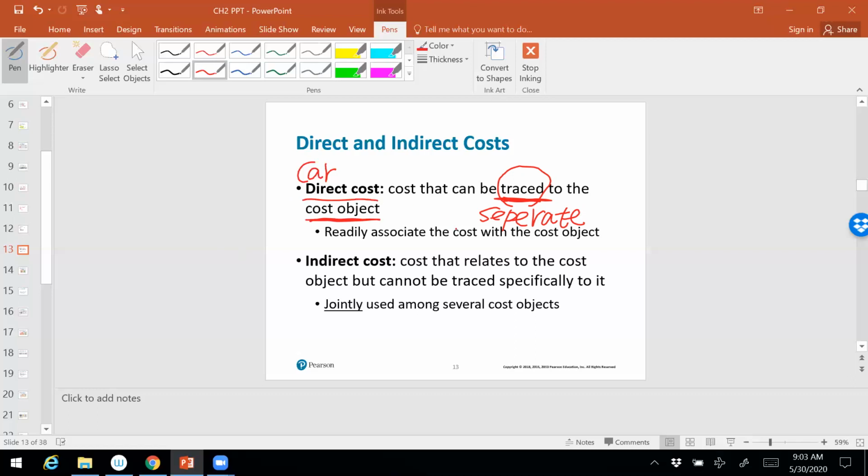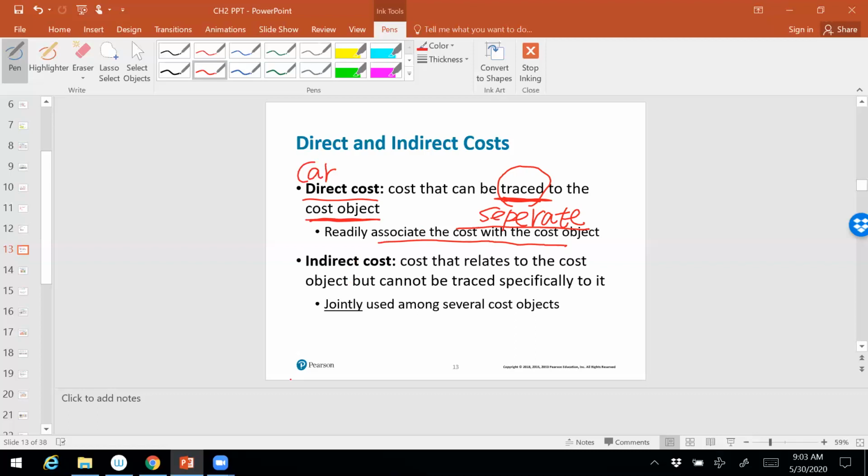You can trace the cost only to this specific cost object. You know, hey, for this car A, I spend 60 pounds over the metal. Car B, I spend 50 pounds over the metal. So you can know exactly, you can separate that 60 pounds from that 50 pounds. We call this direct cost. Cost directly associated with the object, okay?